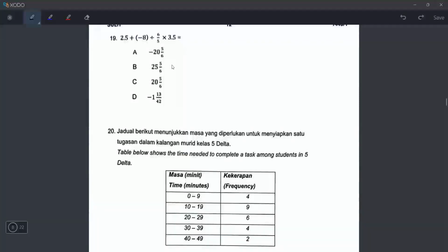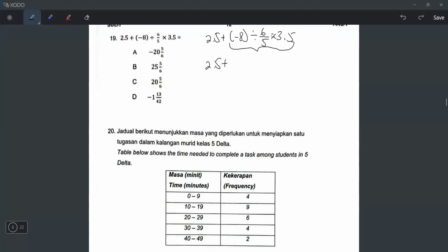Okay, this one you can actually use a calculator to help you, but I will show you how I do it without a calculator. If I'm the one doing it, I will look at this whole question: 2.5 plus bracket negative 8 divide 6/5 times 3.5. First of all, I cannot do the 2.5 plus negative 8 first. If I do this first, the whole thing is wrong already. Because I have to do divide and times first. If there's a times and divide, I have to do multiplication and division first, then only I can do the plus. It means the 2.5 I cannot touch. I leave it first. I have to do this part: -8 divide 6/5 times 3.5.